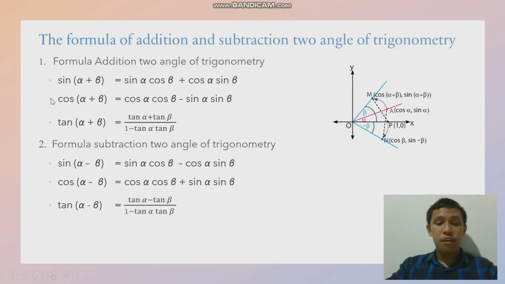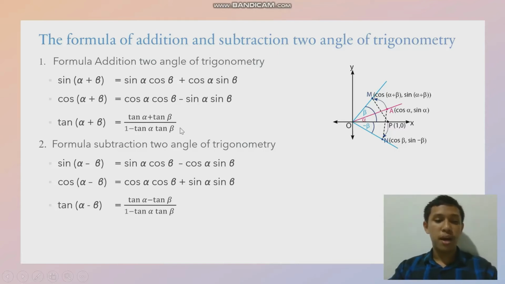And the addition of cos: cos(alpha plus beta) equals cos alpha cos beta minus sin alpha sin beta. And the addition of tan: tan(alpha plus beta) equals tan alpha plus tan beta over 1 minus tan alpha tan beta.